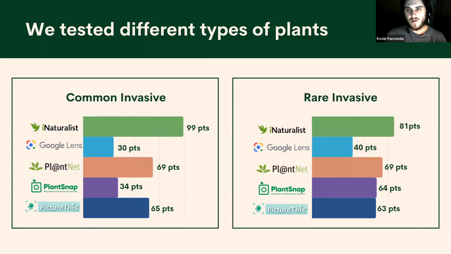We did the same thing with invasives. It's kind of hard to tell because the axes aren't equal on here, but on common invasives, iNaturalist got 99 points, so it was really good for the common invasives. But for the rare invasives, it was around 80 out of 100 points, not quite as good. Google Lens was still pretty bad at both of these, and the other apps did pretty decently for the common, and even the rare invasives. Some of these did about the same scores, but didn't come close to iNaturalist.